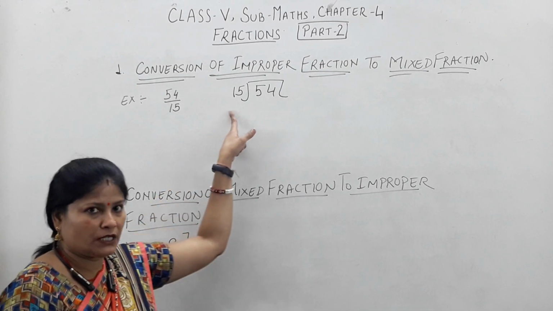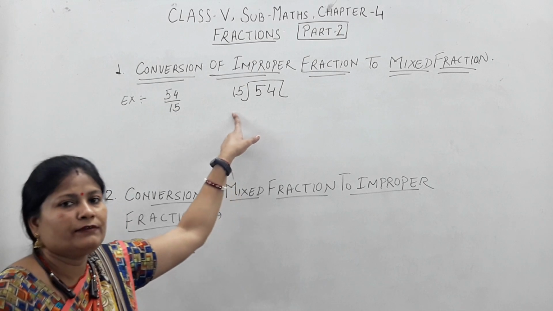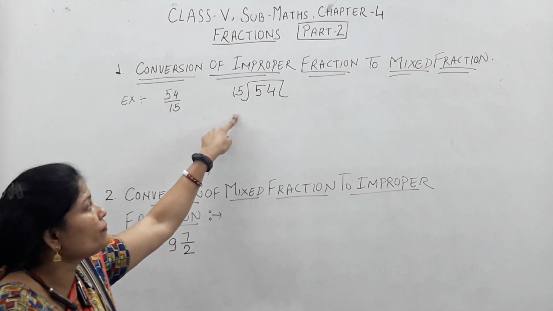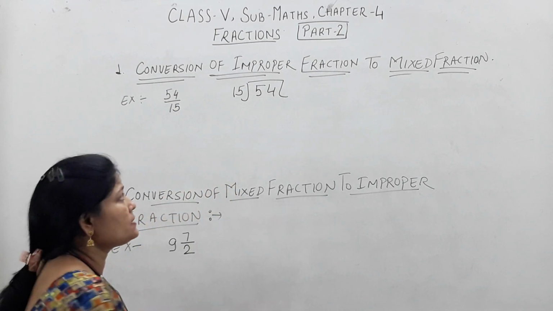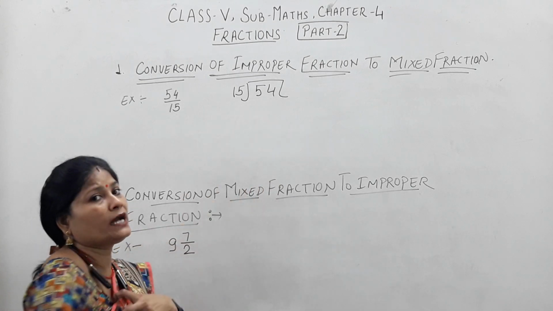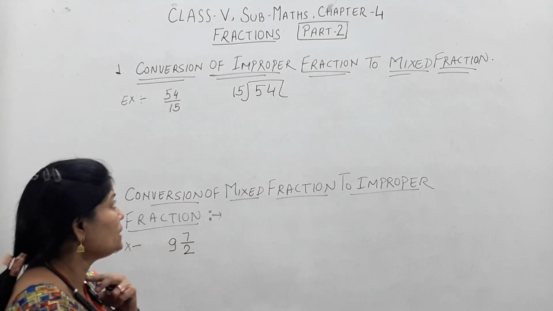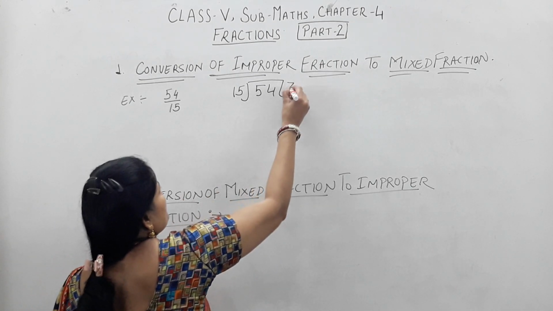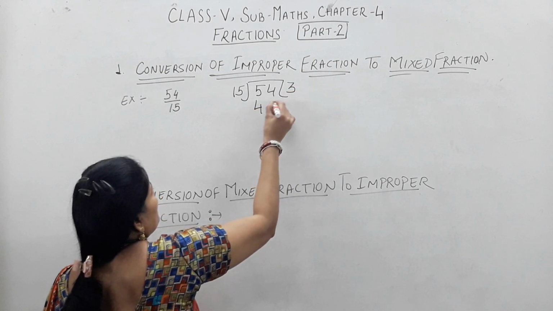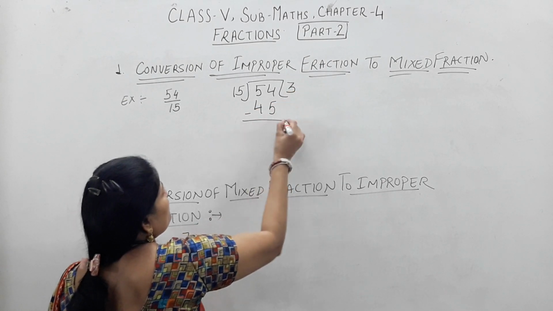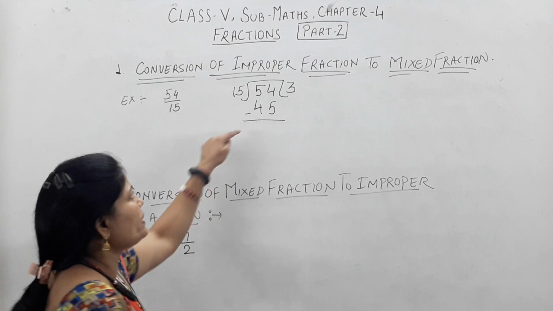15 ones are 15, 15 twos are 30, 15 threes are 45 and 15 fours are 60. 60 is more than 54, so I can't take 60. I will take 3 times. 3 times means 15 threes are 45. Understood? Now next step, subtract both of them.